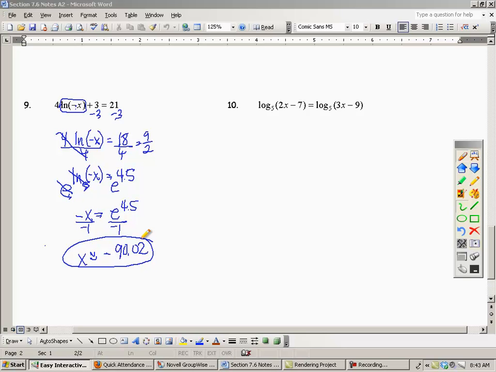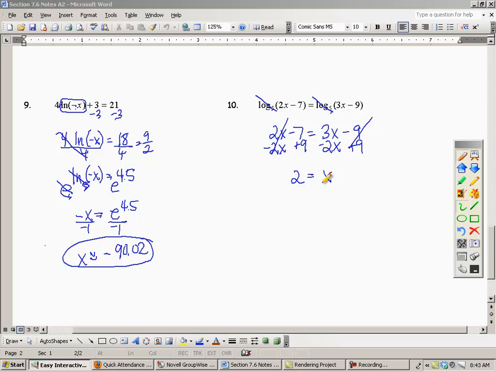Number 10 is a one-to-one property because they're both log base 5, which means they cancel. 2x minus 7 equals 3x minus 9. I'm going to move the 2x to the right, which means I've got to move the 9 to the left. Negative 7 plus 9 is 2. 3x minus 2x is 1x. All right, so I look at this and I say x is 2.